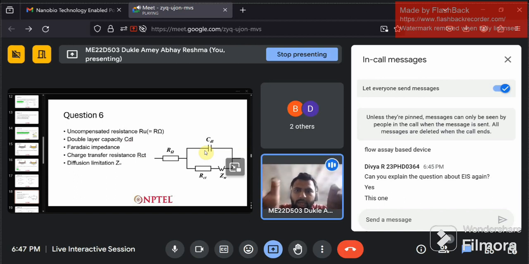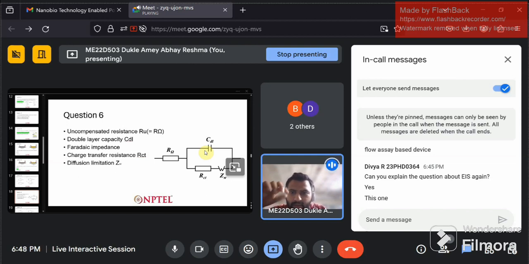Here you are applying a voltage. When the voltage is applied, electrons will flow from the counter electrode towards the working electrode. You understood that. Now when the electrons are flowing, they will face some obstruction. The first obstruction is in the form of double layer capacitance. There is an interface between the electrode and the electrolyte.